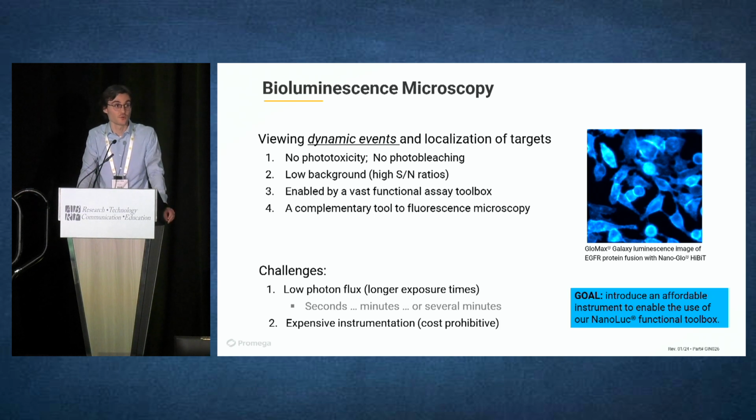It has a much lower photon flux, and so it's not really an issue, but you just have to compensate for that with much longer exposure times. With fluorescence, you can get away with millisecond-long exposures. With bioluminescence, you need seconds, minutes, or even several minutes. And traditional instrumentation to actually image bioluminescence has also been very expensive, and so a lot of people have been turned away from it because it's cost prohibitive. And so at Promega, we're really excited to step into that realm and provide an affordable means to measure something that is really uniquely suited and contrasted with fluorescence microscopy.